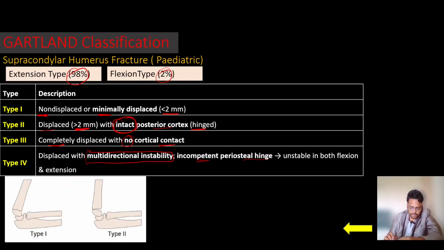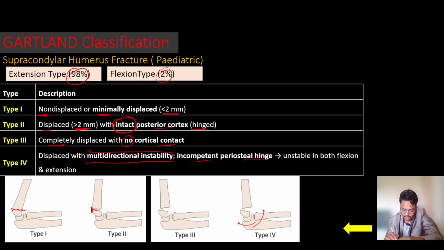You can see type 1 is there is a fracture but it is not displaced. In type 2 there is a fracture, it is displaced but it has an intact posterior cortex. In type 3 there is a complete fracture and both the fracture fragments are displaced completely and there is no contact. And in type 4 there is complete displacement of the fracture with multidirectional instability. The distal fragment can go either medially or laterally and in flexion or extension.